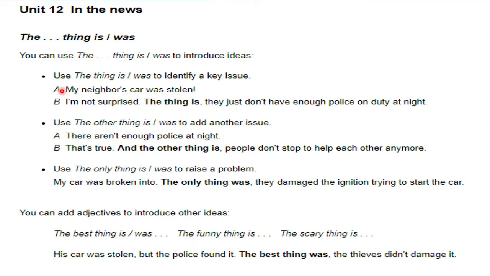For example, one person says, my neighbor's car was stolen. And the other person says, I'm not surprised. The thing is, they just don't have enough police on duty at night.